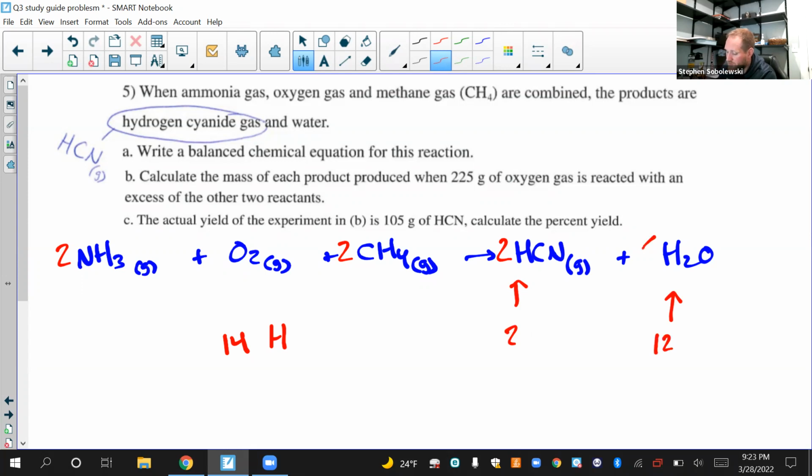How do I get 12? Let me put a 6 there. And by putting a 6 there, that gives me 6 O's. So I can put a 3 there, and I think I'm good.